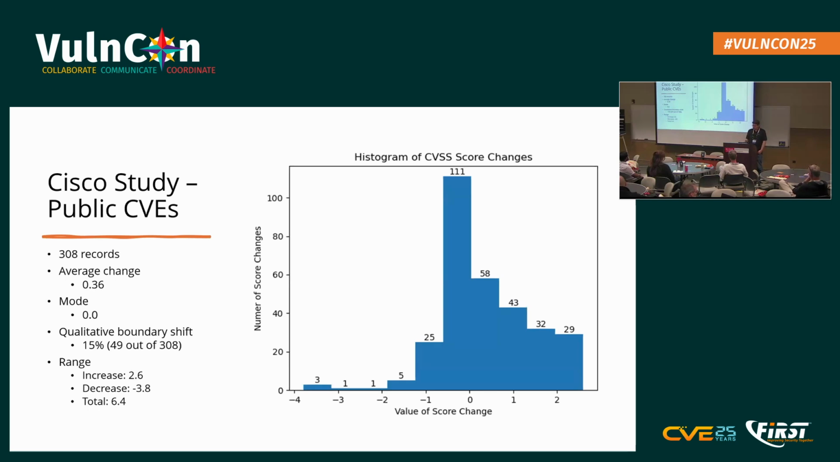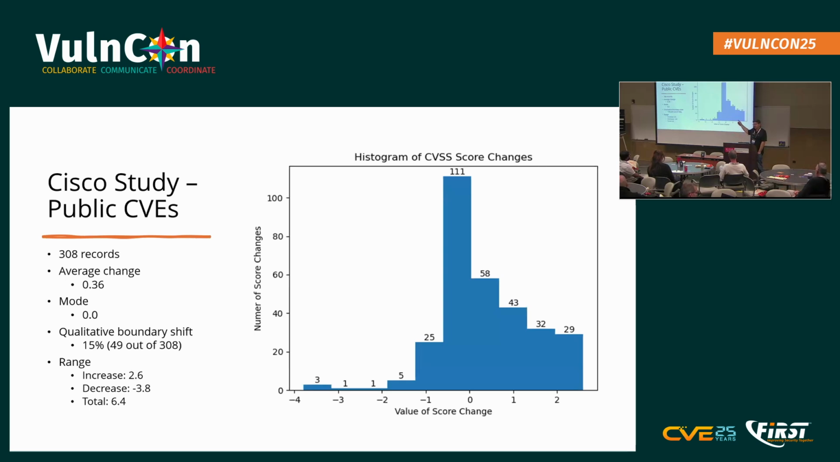Now this histogram is generated by the tool. You can try it on your own data. This shows the changes from version 3 to version 4. You can see on the right-hand side, most of the scores went up. Right in the middle, that 111, those are the 0 scores. Those scores did not change at all. But some went up by 0.1, 0.5, 1, 1.5, 2. So on average, they increased by 0.36. The most common change is that 111, which is 0, although there were many more to the right. The biggest increase is 2.6. So one score increased by 2.6, and then one score decreased.